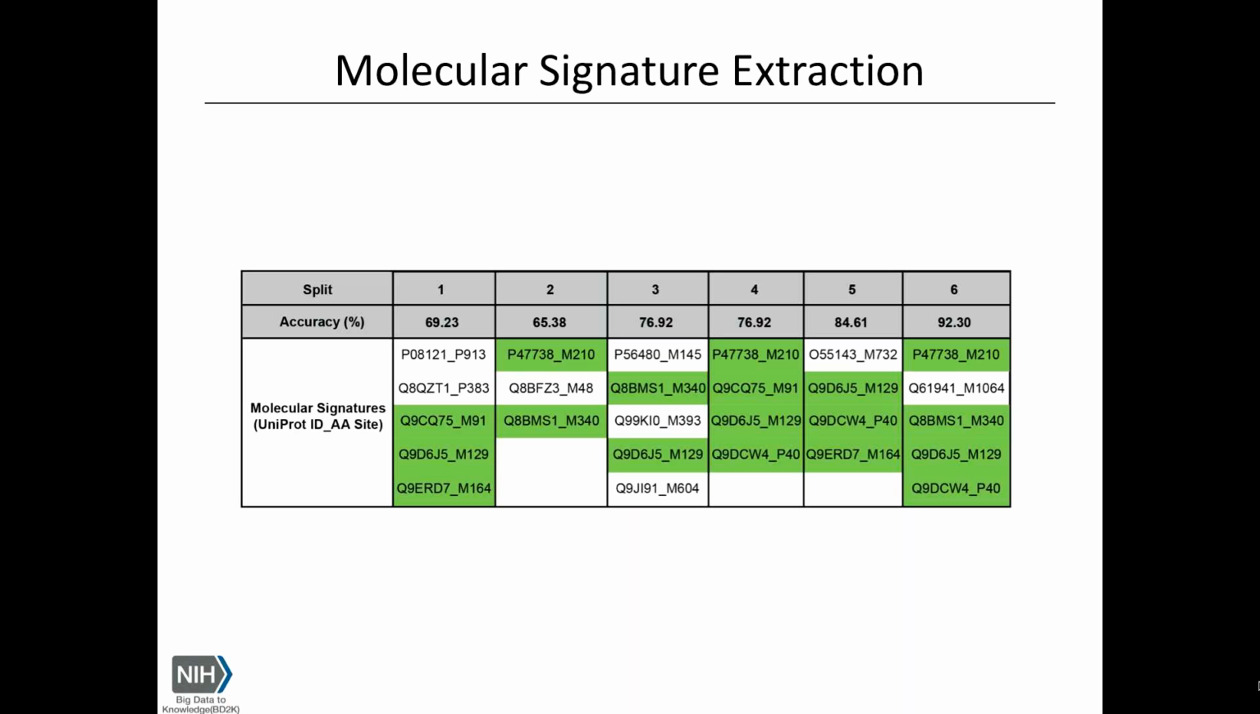So first, here are the results of molecular signature extraction. Across the 6 data splits, we found that splits 4, 5, and 6 produce both the highest accuracy and greatest overlap in the O-PTM sites that were found across the data splits. Obviously, split 6 has the highest accuracy.